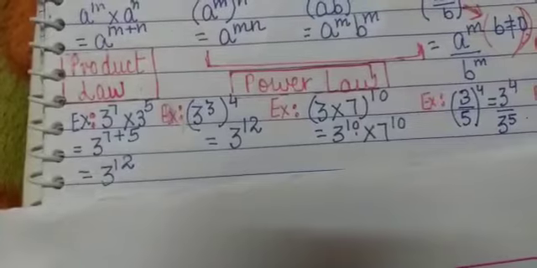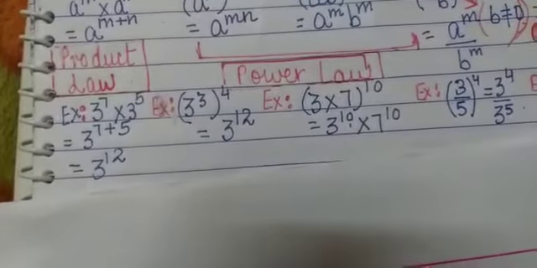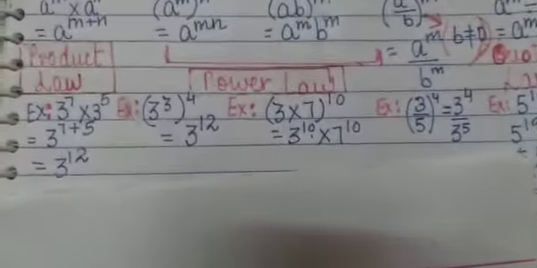So, my answer will be 3 to the power 12. Now, just see the third example, that is of the third law. 3 multiplied by 7, in the circular bracket, to the power 10. So, what will be my answer? Both of them will be multiplied, because 3 to the power 1 and 1 into 10 is 10. So, it will be 3 to the power 10 multiplied by 7 to the power 10.